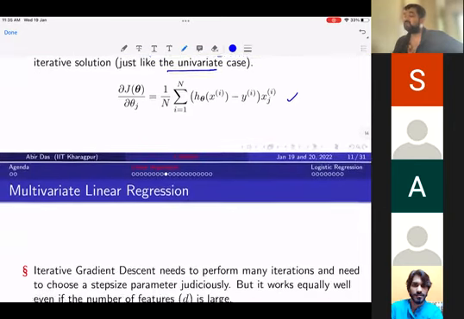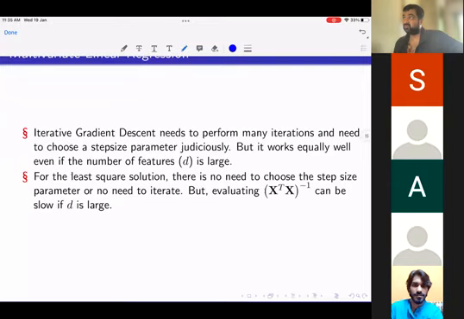But what is the advantage or disadvantage of both of them? So the iterative gradient descent method needs to perform many iterations and needs a step size parameter chosen judiciously. The step size parameter is of utmost importance, otherwise you may overshoot. But it works equally well even if the number of features D is large. Why a large D is a problem in the analytical solution, we will see.